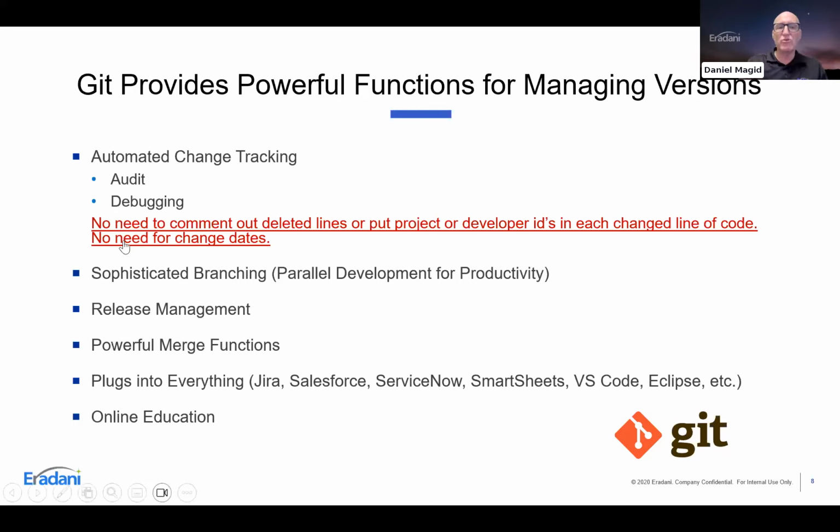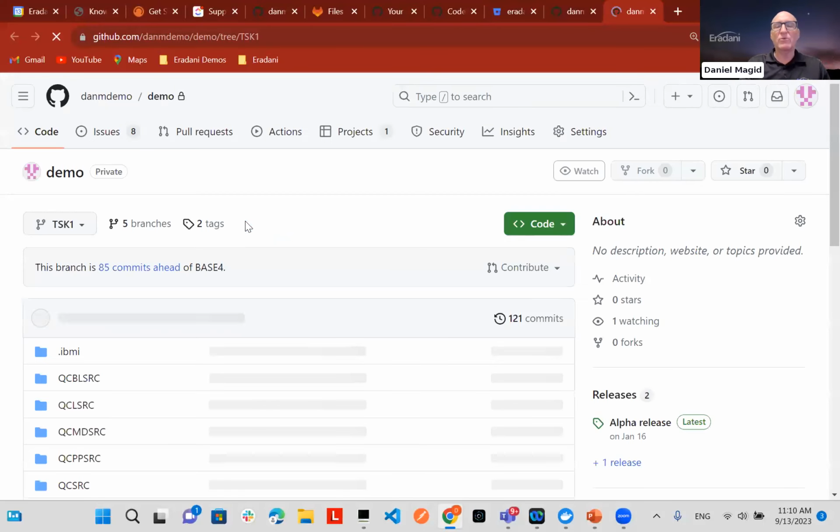And one of the biggest, most important things is its ability to track all of the changes that you're making. So you don't need to put comments into each line of code to say, hey, I changed this and here's the project I was working on, or comment out deleted code. So you have documentation of that. Most of that stuff is going to be handled for you automatically through Git. And so let me give you sort of an example of what that means.